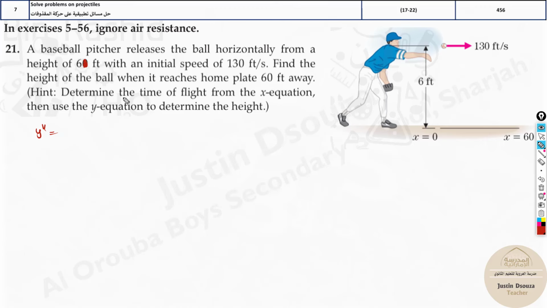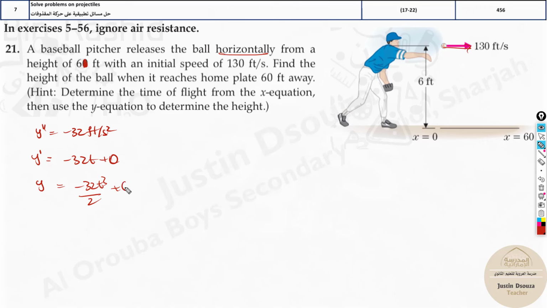Y double dash is how much? Since they have given it in feet, I will write it as 32 feet per second squared. Next, Y dash will be what? Minus 32t plus C. Now what is C over here? Is the velocity given? The horizontal velocity is given. See, they have clearly told horizontally, and they have mentioned it even in the figure. So this C is 0 basically, okay? There's nothing. And Y, that is the Y position, is how much? Minus 32t squared by 2 plus C.